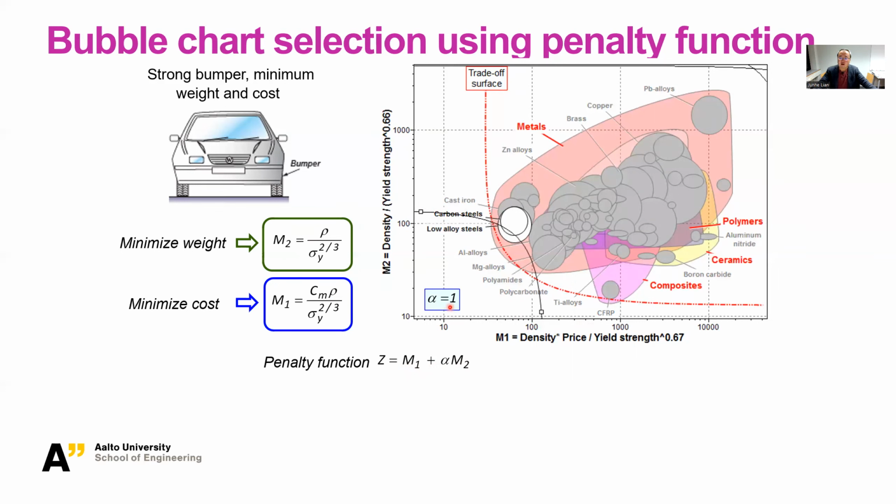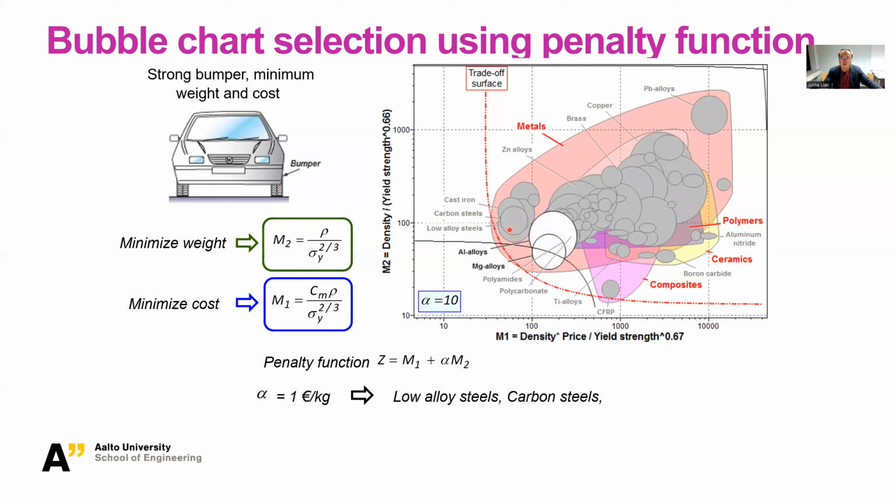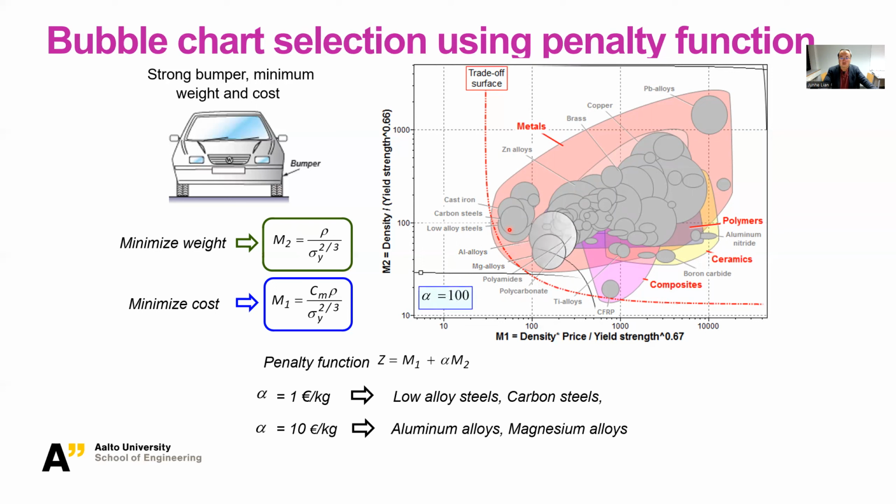And you can see here is how it looks like when alpha is 1. So when alpha is very small, so €1 per kilo, then you will go, let's say, with the selection of what? Low alloy steels and carbon steels. That is good enough. If you go with the alpha as 10, then you will find aluminum alloys, magnesium alloys are the very good solutions. If you go with alpha 100, you will find carbon fiber and reinforced composites are your best selections. So basically, this is all of it. You can see alpha plays a decisive role.